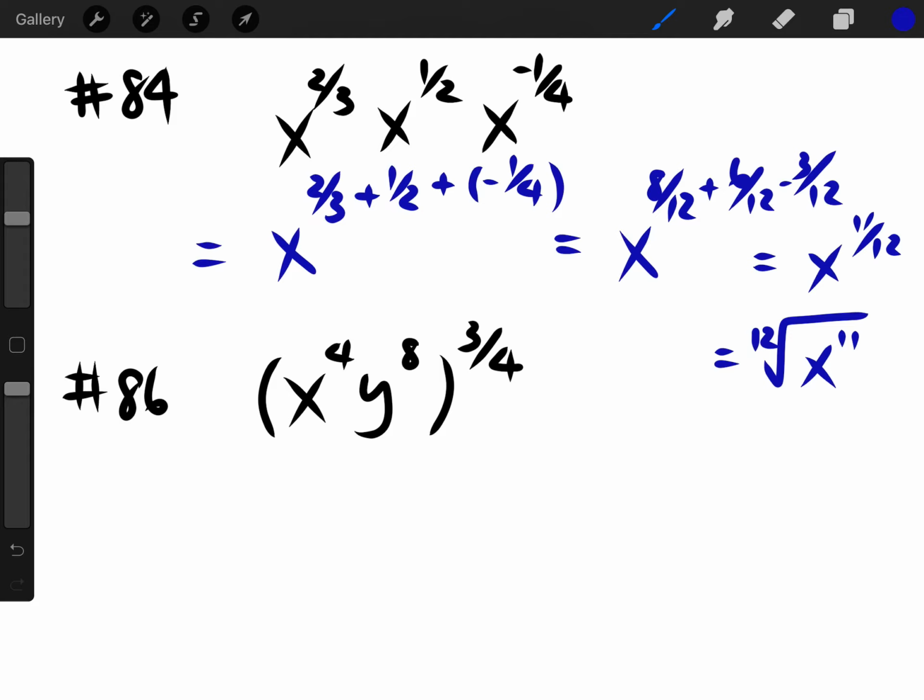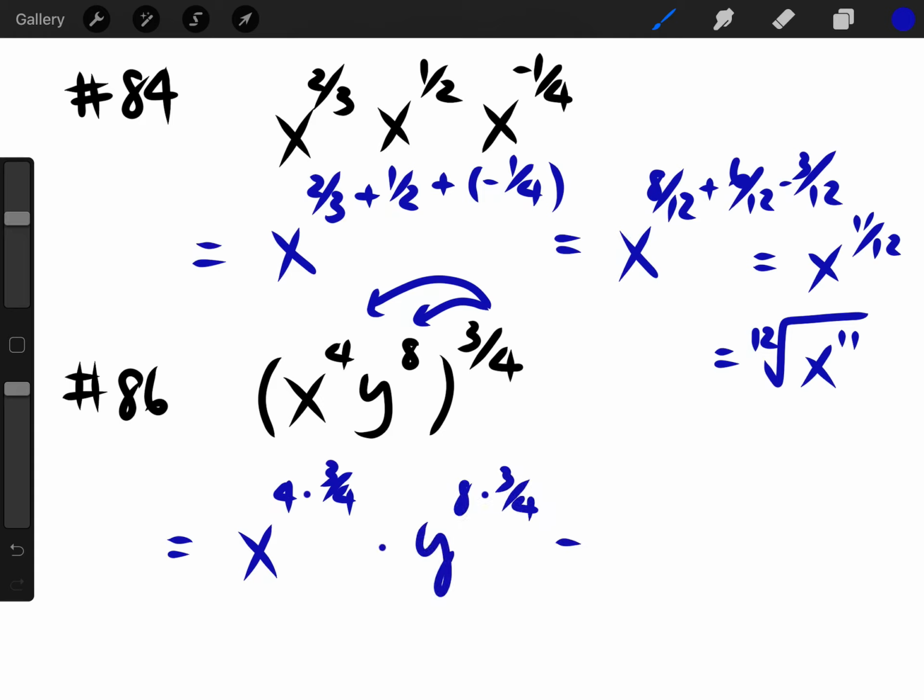Next, you're able to distribute the 3/4 to x and y. So that gives you x to the 4 times 3/4 times y to the 8 times 3/4. All you need to do is multiply everything out and you get the answer. So you have x to the 3rd and then y to the 6th power.